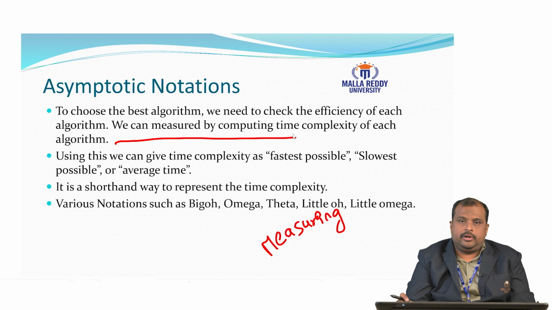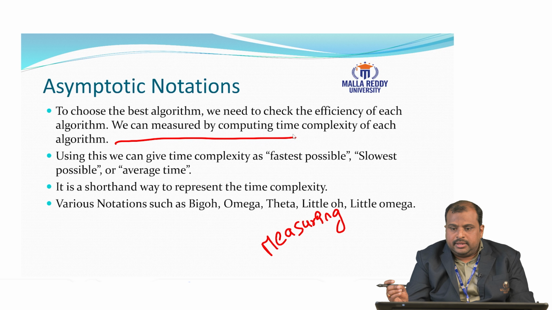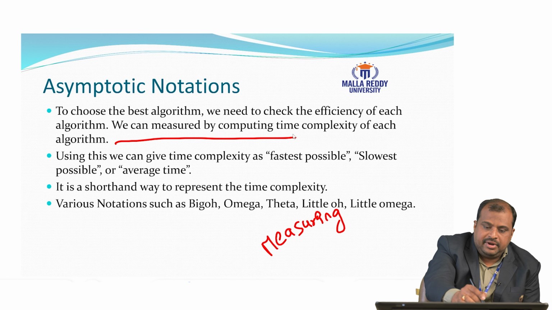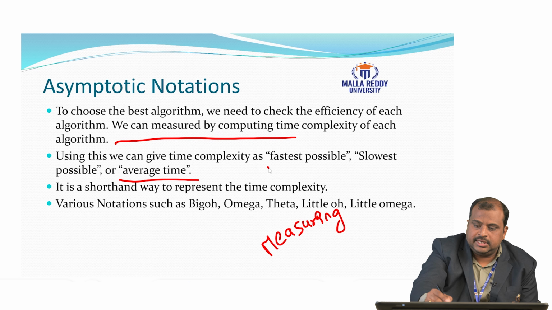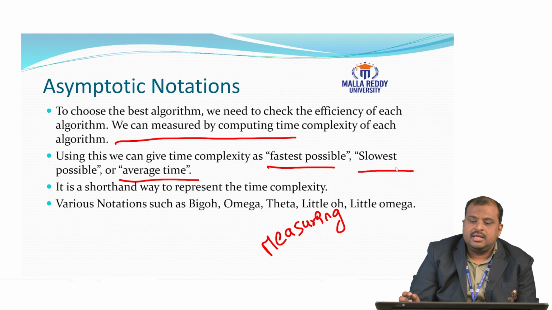complexity of each algorithm. In the earlier slide we said we always calculate the computing time, but not the physical time. In these asymptotic notations, we need to check the efficiency of each algorithm. Based on the time complexity, we can analyze which algorithm has completed the fastest, which the slowest, and, based on the input, what the average time is. Fastest, slowest and the average time.